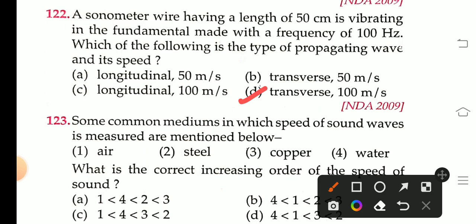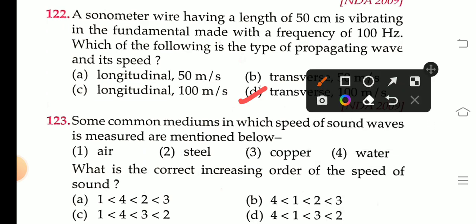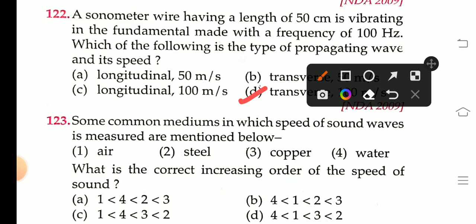Next, some common mediums in which speed of sound waves is measured are mentioned below. 1. Air, 2. Steel, 3. Copper, 4. Water. Which is the correct increasing order of the speed of sound? Right answer option C.